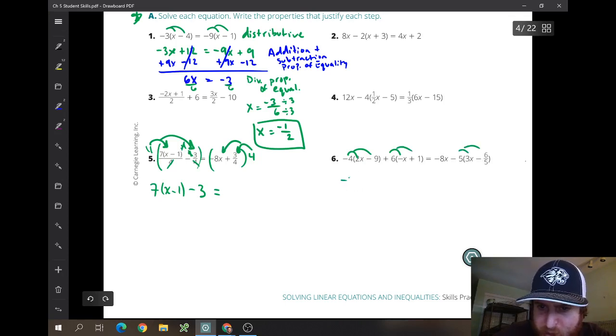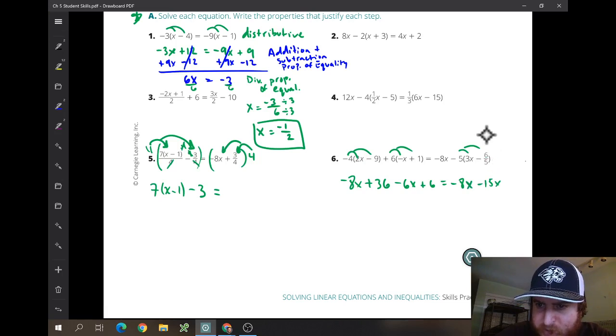This should end up being negative 8x. Negative 4 minus 9 is plus 36. 6 times negative x is minus 6x. 6 times 1 is plus 6. Equals negative 8x. Negative 5 times 3x is negative 15x. And this one looks hard, but it's actually not too bad. 5 times negative 6 fifths. The 5's cancel, so just minus 6. So just do that.